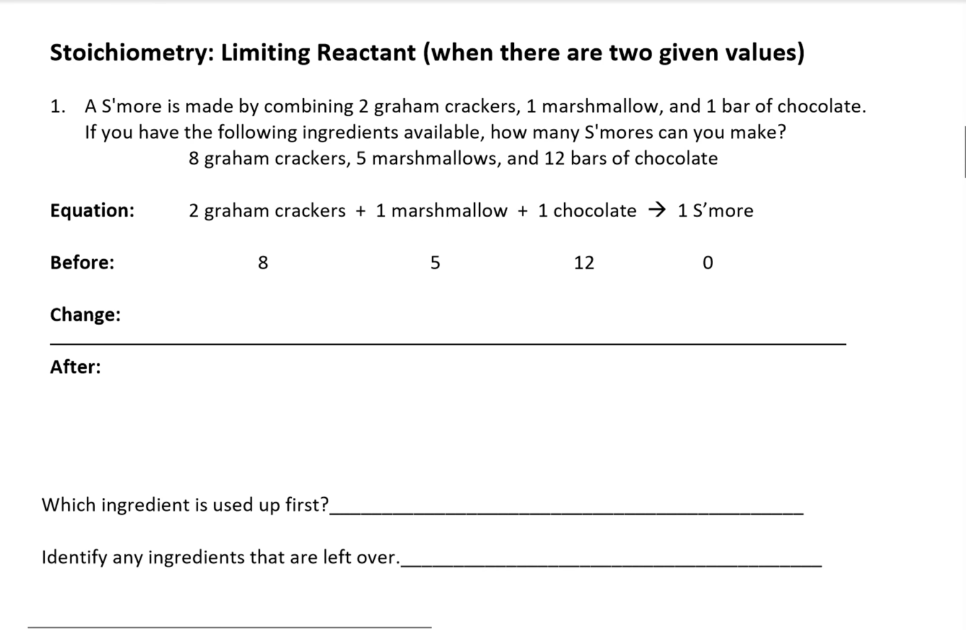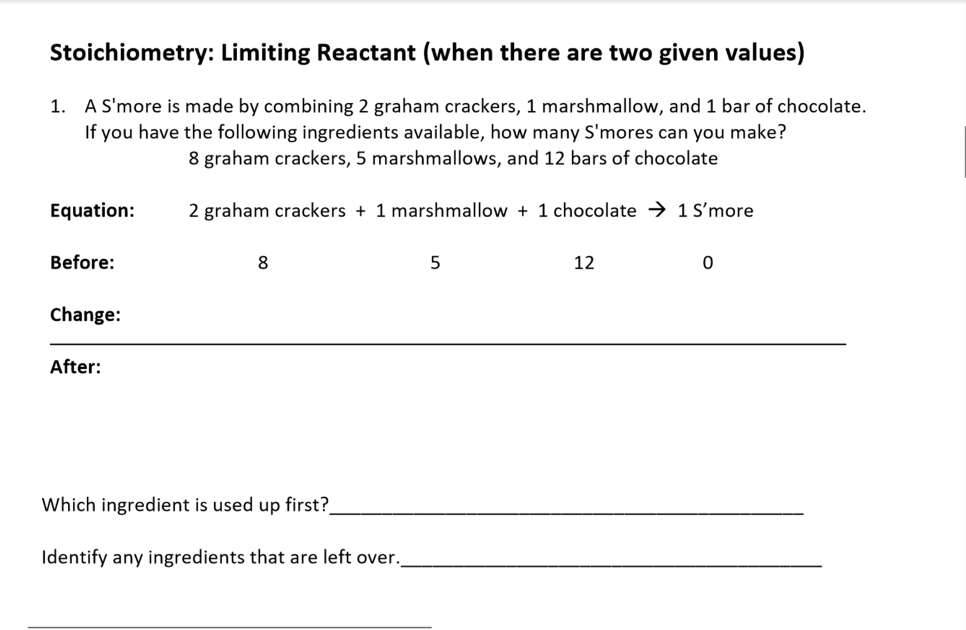In chemical reactions, reactants always combine in certain proportions, which we call mole ratios, and that comes from our balanced equation. We're able to use a balanced equation and the coefficients to predict how much reactant is needed and to predict how much product can be made.